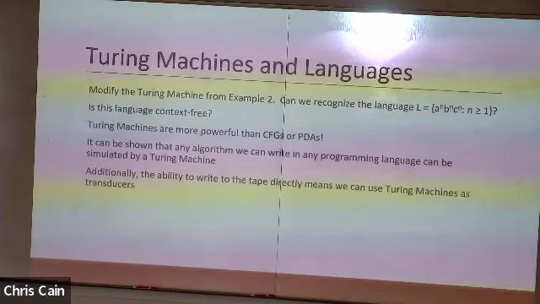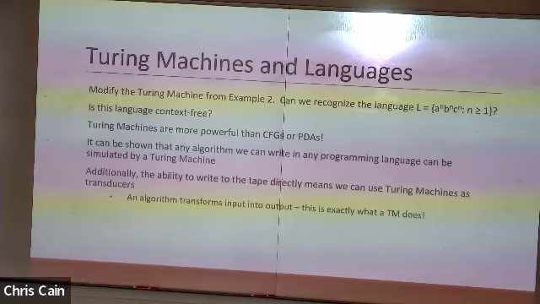So that's an example of a transducer, where the output is not just yes or no, it's an actual answer in string form, in some kind of mathematical form that we'll just represent as a string. So any algorithm that you write transforms input into output, and that's exactly what a Turing machine is capable of doing. Questions on that theory? Again, if you're interested in the proof, you can go look it up, but I will not present it in here for sake of time.